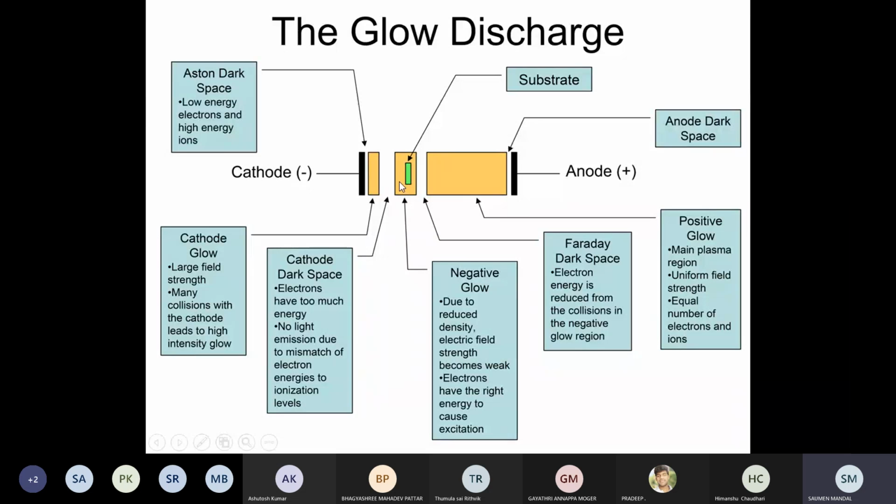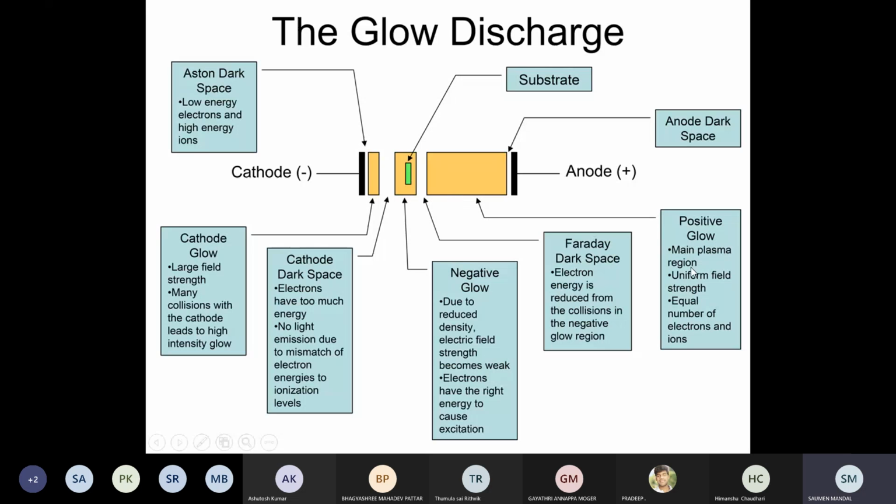And then the positive glow region is here. You can observe this color with your bare eye. This is called the positive glow region. There are different names like anode dark space, but you need not understand exactly what these regions are. Just keep in mind that this is the positive glow and this is the negative glow. The positive glow will be visible from the window of the sputtering system.